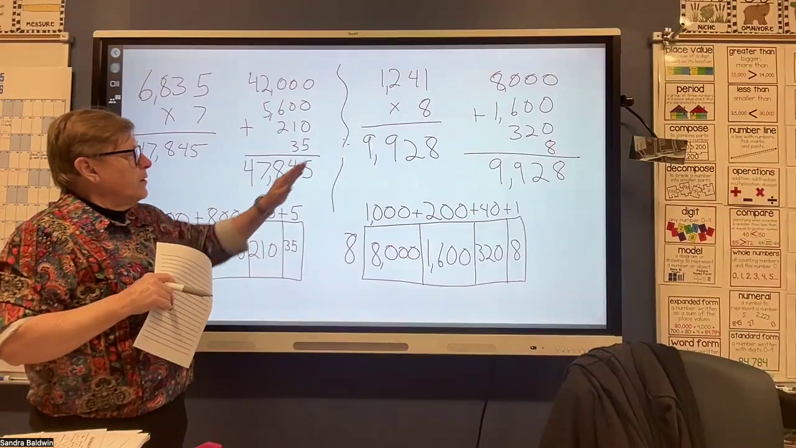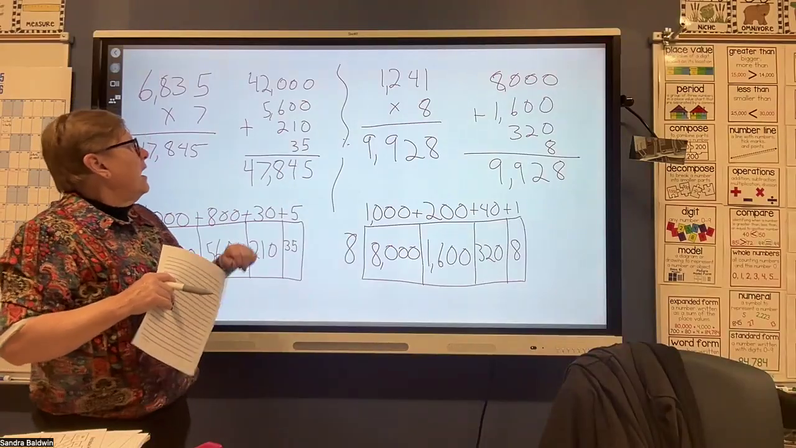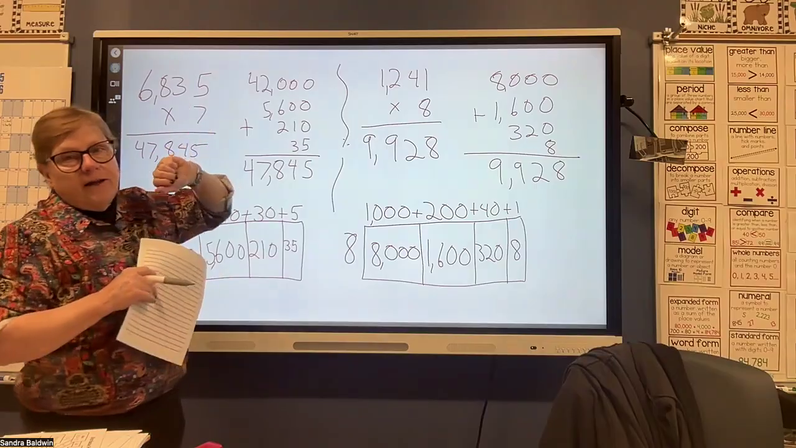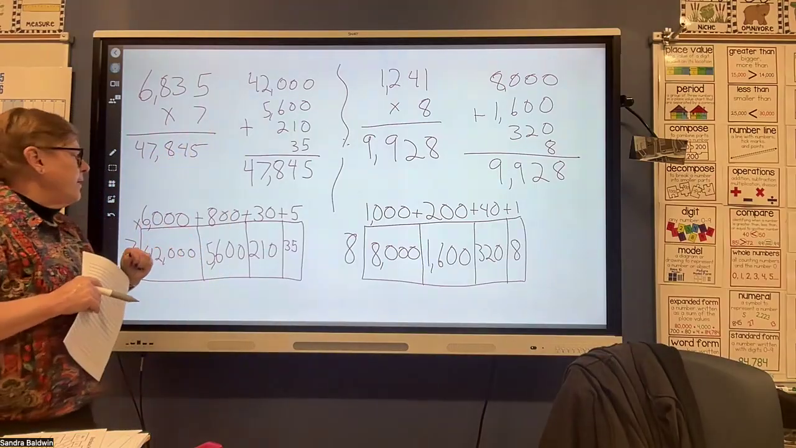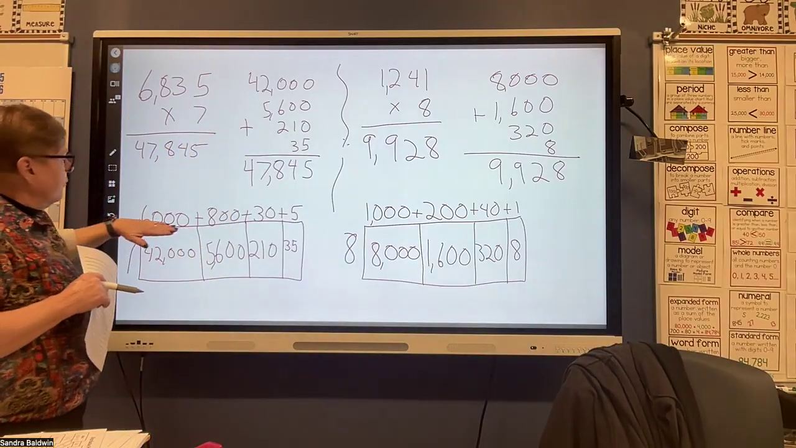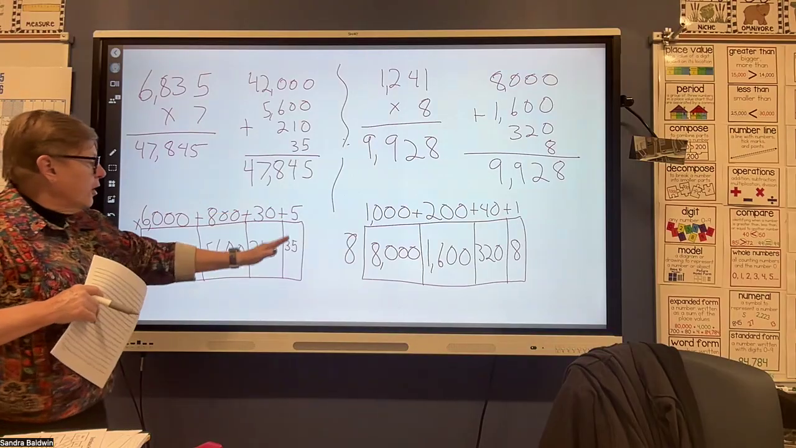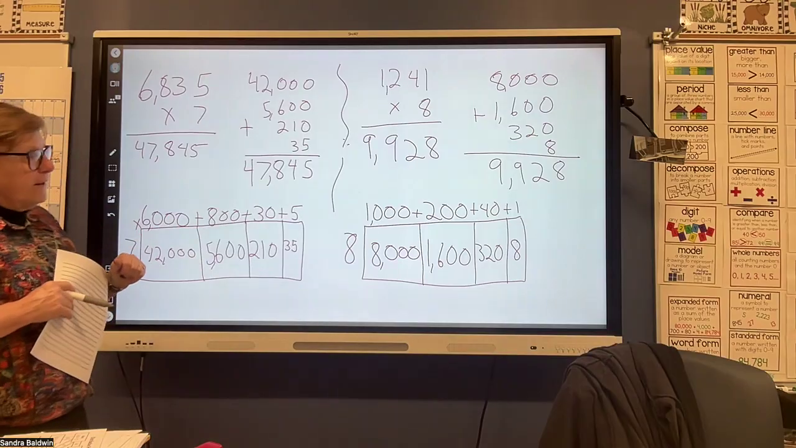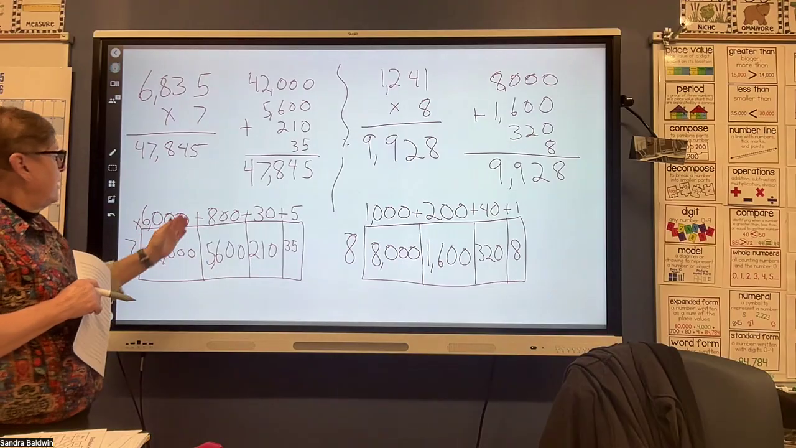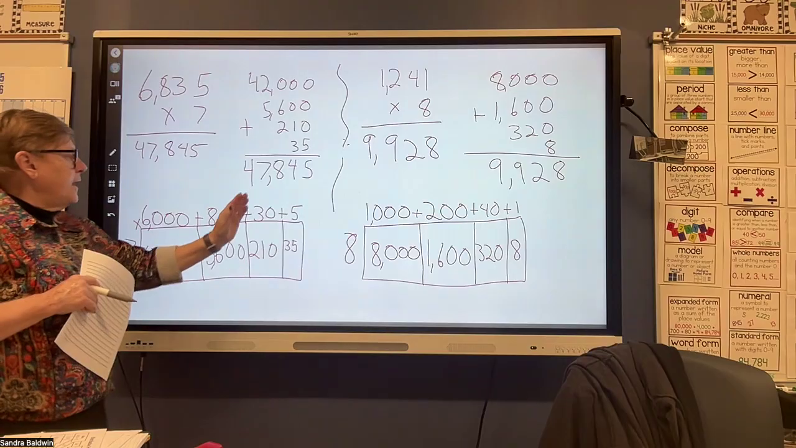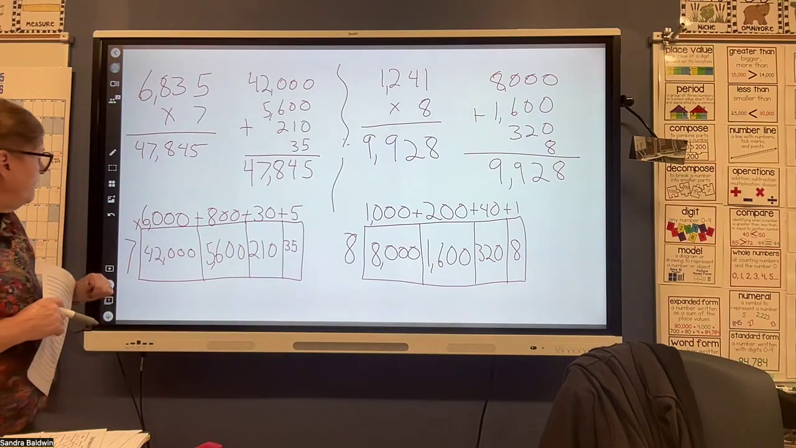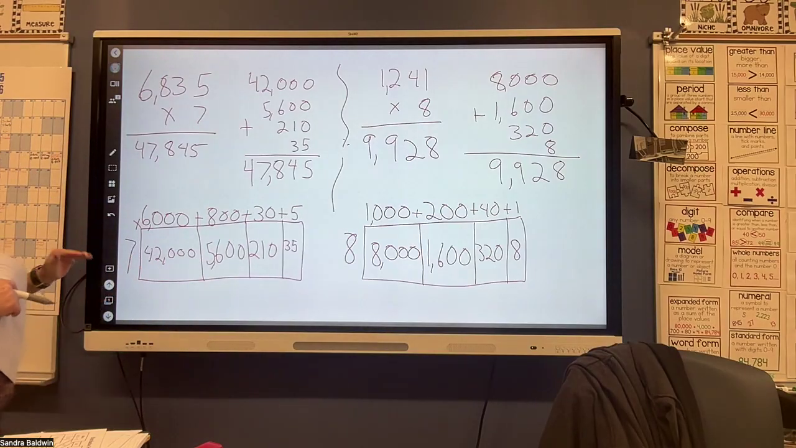Just remember, step 1, write it. Step 2, determine the factor that has multiple digits. Step 3, write that factor in expanded form. Step 4, draw your box or your rectangle. Step 5, everywhere there's a plus sign, draw a vertical line. Step 6, put the single factor that you're going to multiply by over on the left.